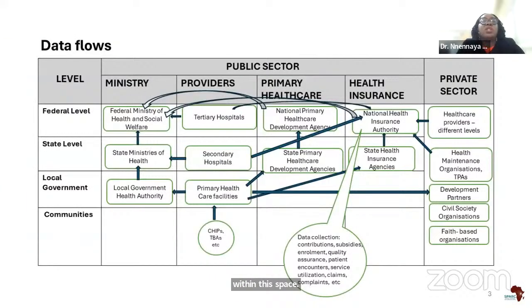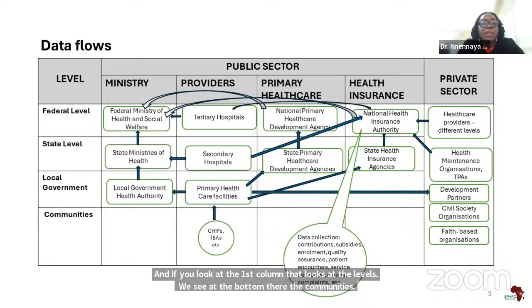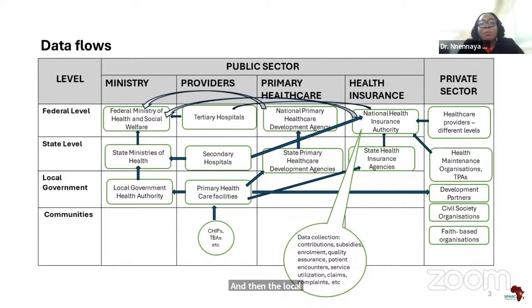Great. So this just gives a sense of how the data flows within the system. If you look at the first column that looks at the levels, we see at the bottom there the communities, and then the local government, the state level, and then the federal level. If you look at it from a perspective of public sector and private sector, this breaks down the public sector into the ministries, providers. Primary healthcare came out prominently because of the role it plays, and also the health insurance ecosystem. Then we have the private sector at the end.